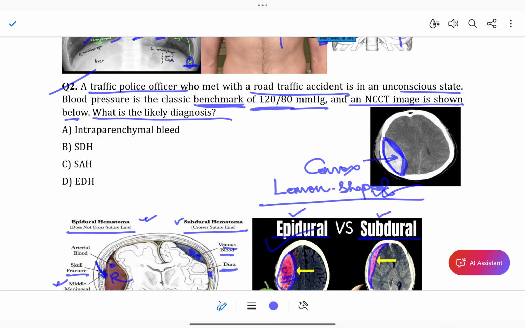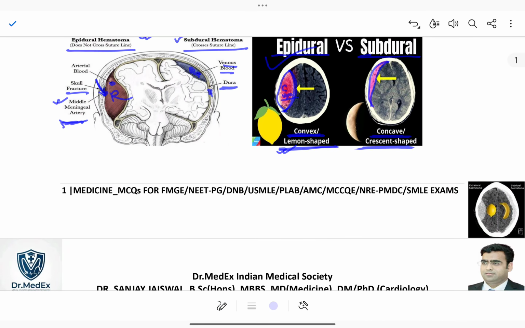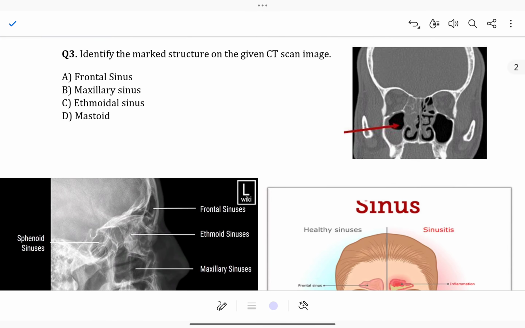In the second question, a traffic police officer who met with a road traffic accident is in an unconscious state. Blood pressure is 120 by 80 mmHg, and an NCCT image is shown below. What is the likely diagnosis? According to all this explanation, answer D, EDH. EDH is the answer. Come to question number 3.